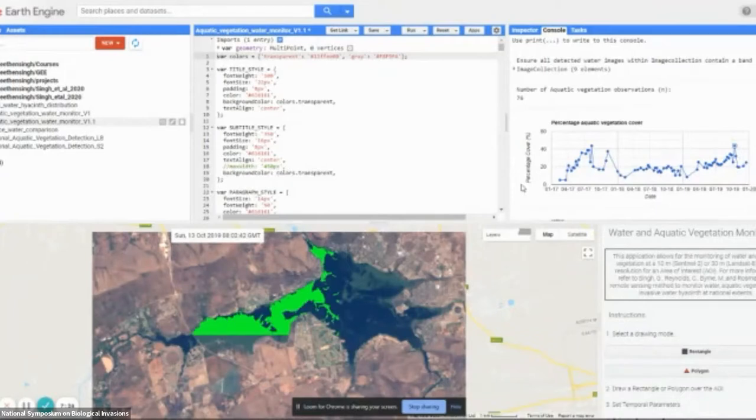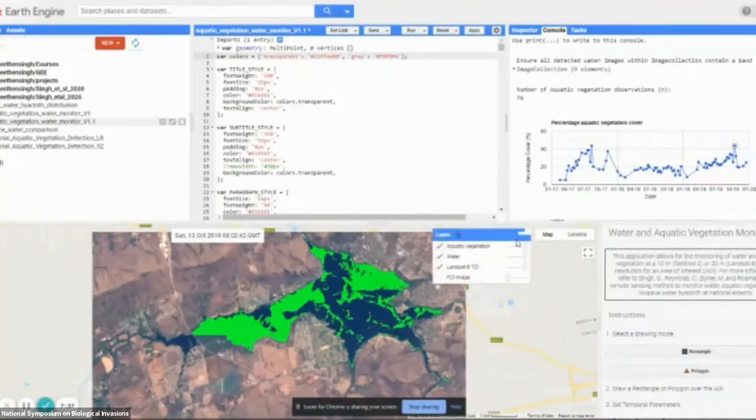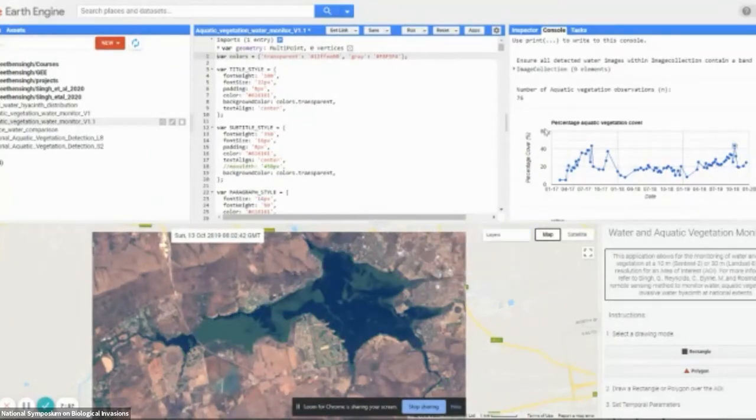So we just need to wait a short while for it to load. And as you can see, the aquatic vegetation has been detected and the water. And so if you wanted to just quickly check how accurate this is, this should give you some sort of an idea. And so it does seem quite accurate.